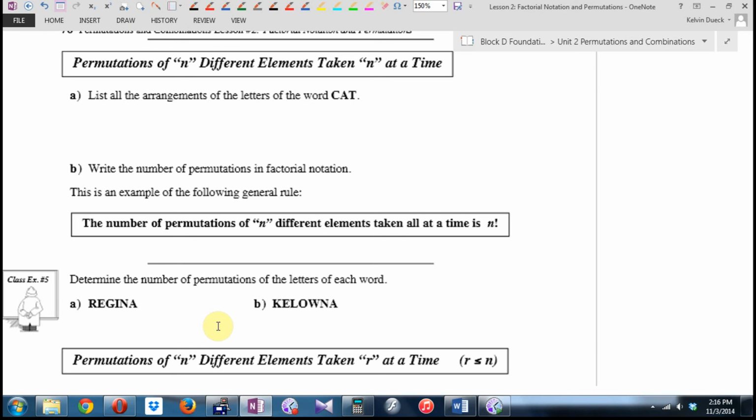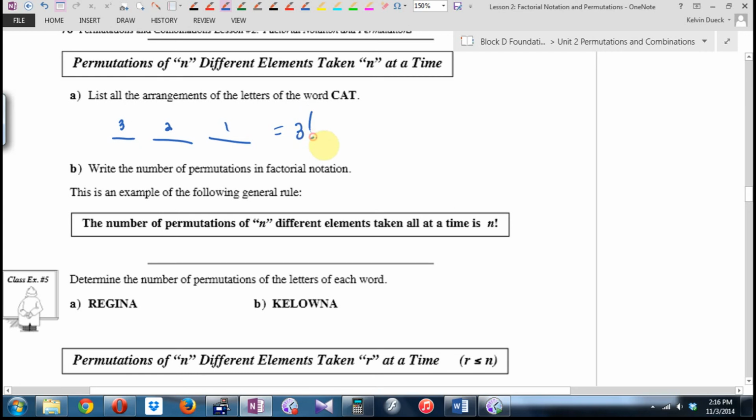Well, it says list all the arrangements of the letters of the word cat. I don't want to list them. How many letters are there? How many choices do I have for the first letter? Then, you know what? It's that. This gives us, put a star next to this, I'll highlight it.